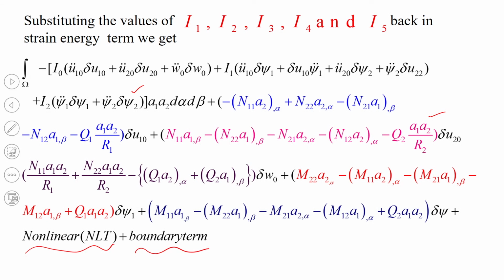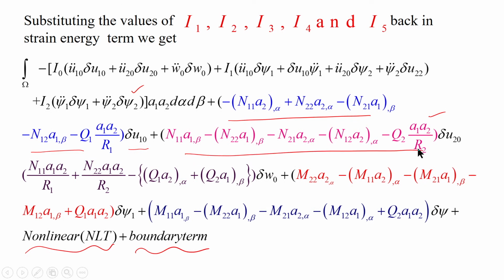So, you see that it is a very big equation, and the most important part is that here I have arranged the coefficients in terms of del u10, del u20. If we add all I1, I2, I3, I4 and I5 and club the coefficients of del u10, del u20, del w0, del psi 1 and del psi 2, that will help us to frame the governing equations easily.